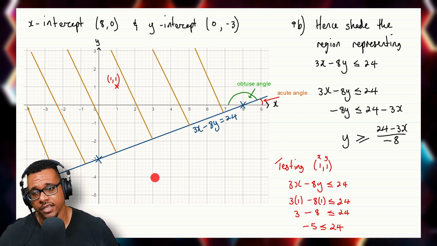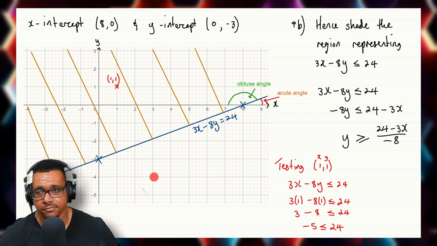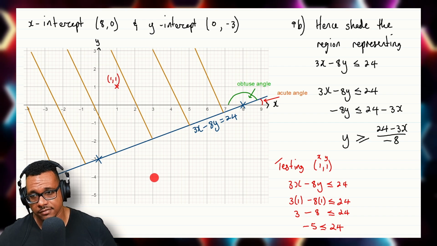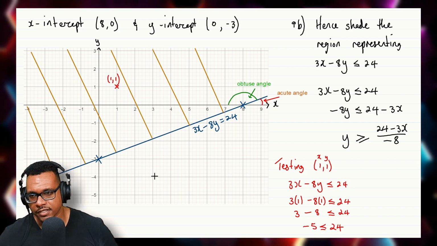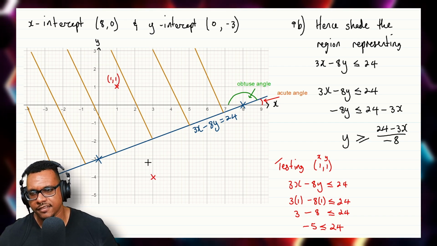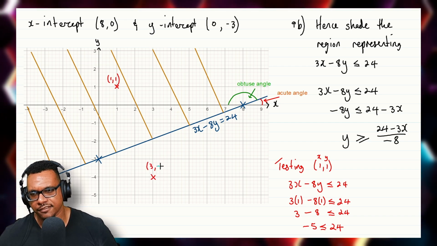If we test a point down here, we'll get a false result. So let's test and see if we get a false result. And we could take a point right here. This is 3 on the x and negative 4 on the y. So I'm just going to mark this off.